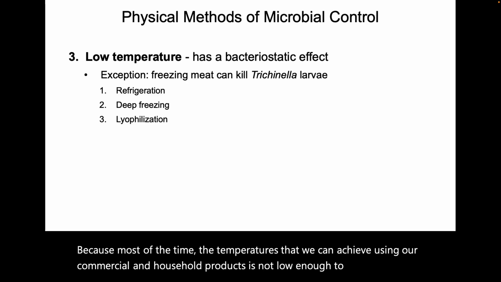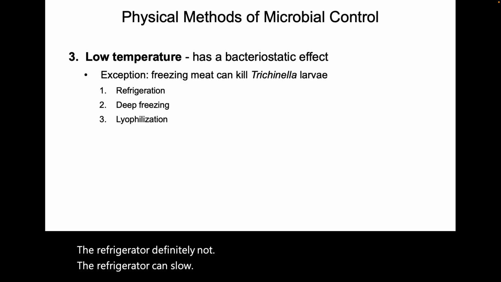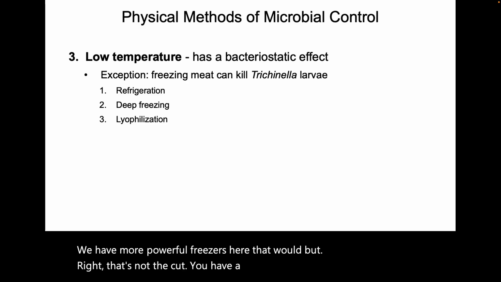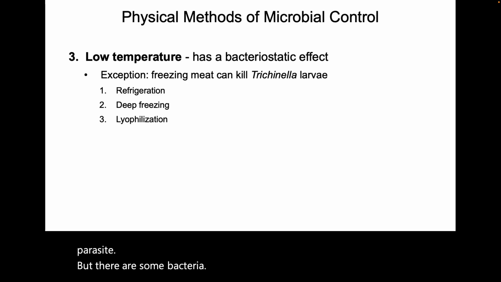The refrigerator, definitely not. The refrigerator can slow microbes. It can stop some. The freezer will stop almost everything, but not necessarily kill. Your standard household freezer, we have more powerful freezers here that would, but that's not the kind. You don't have a -80 in your house. There is an exception. Freezing meat can kill the larvae of a particular parasite. But there are some bacteria that do very, very well in cold temperatures that still cause human disease.